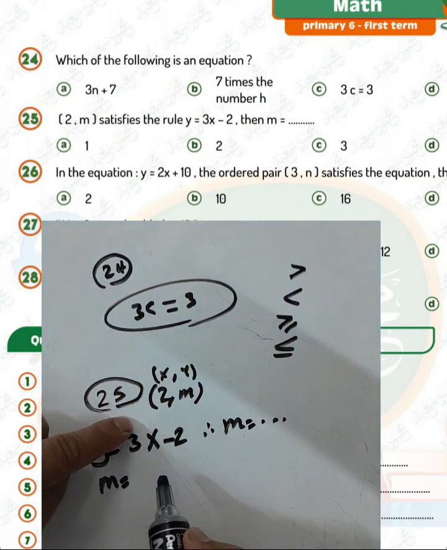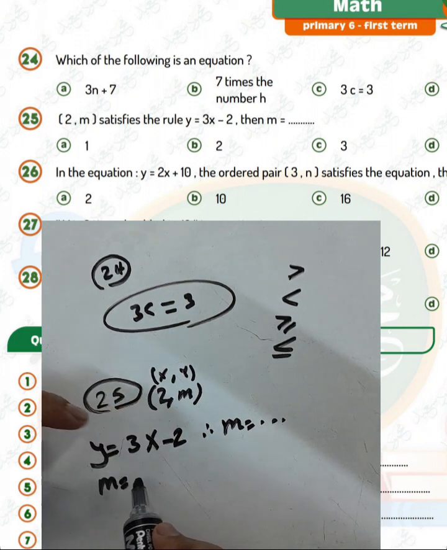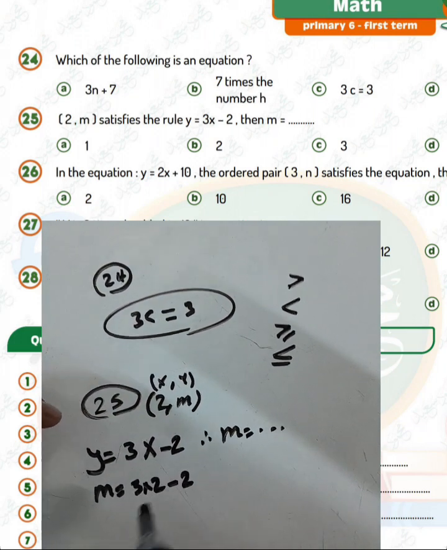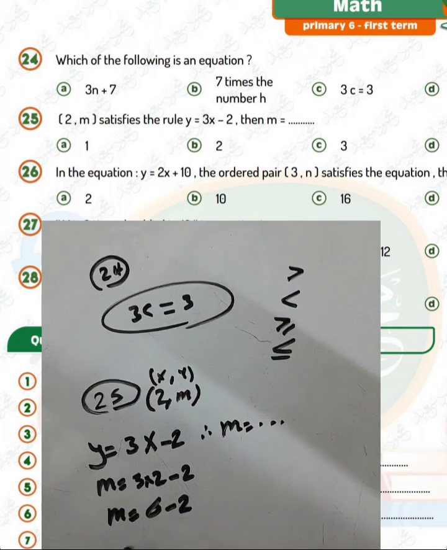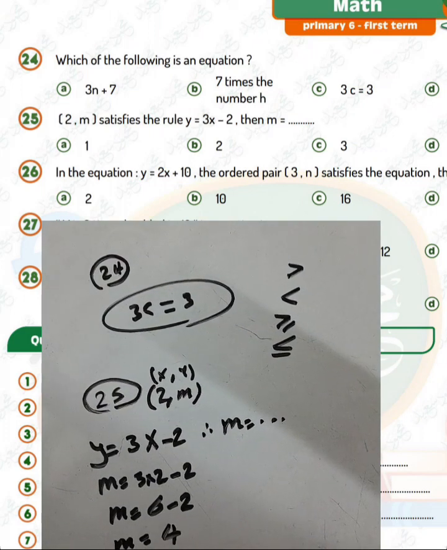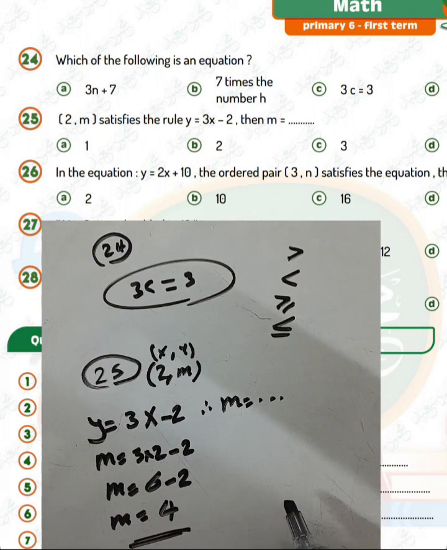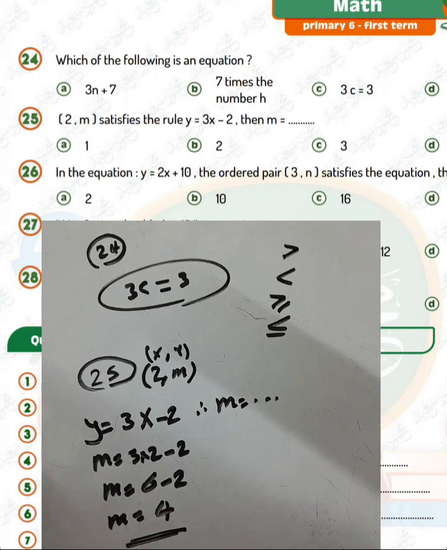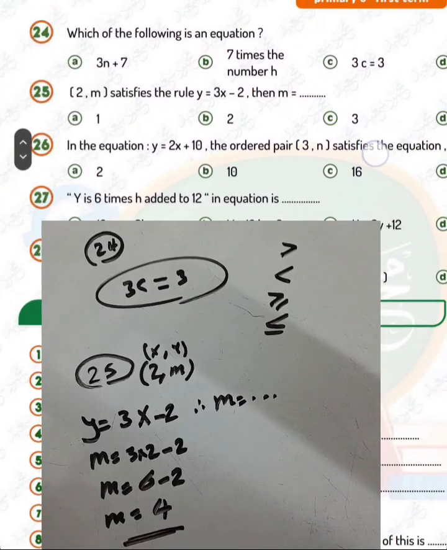And 3x, put x equals 2. 3 times 2 minus 2. Then m equals 3 times 2 equals 6. 6 minus 2 will be equal to 4. Then m here will be equal to 4. Choose letter D. Question 26.